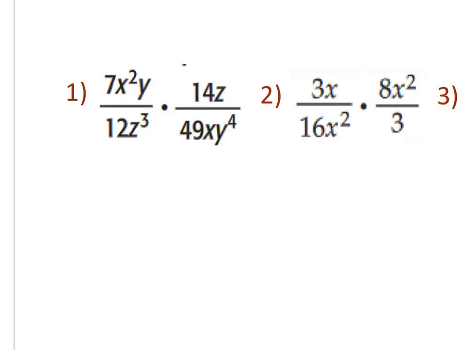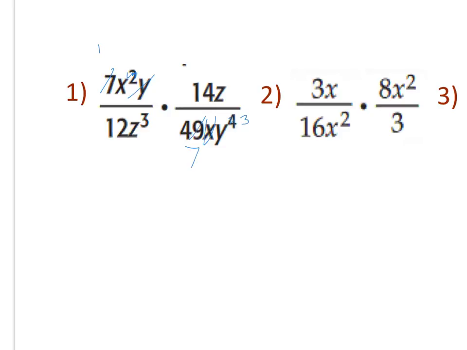So if the 7x squared y and the 49xy to the fourth, I can take a 7 out. That 7 becomes a 1. The 49 becomes a 7. If I take out an x down here, I'm left with just 1 up top. If I take away a y, I'm down to y cubed.